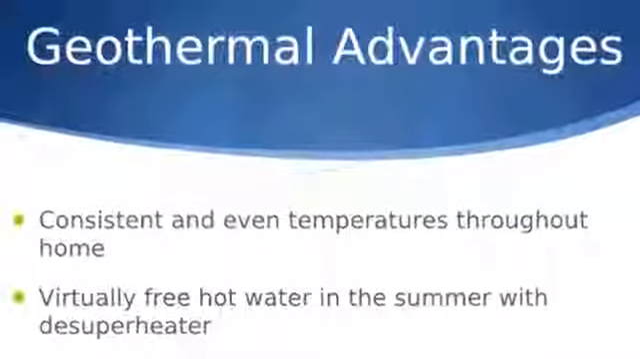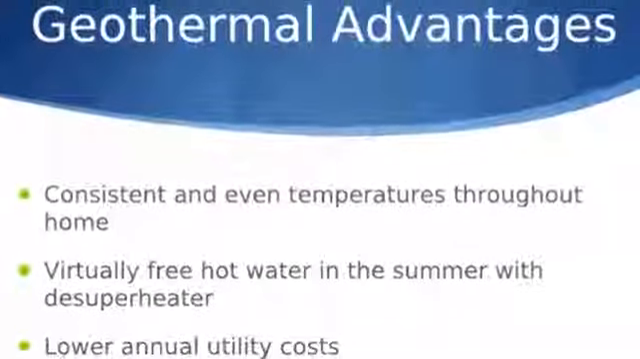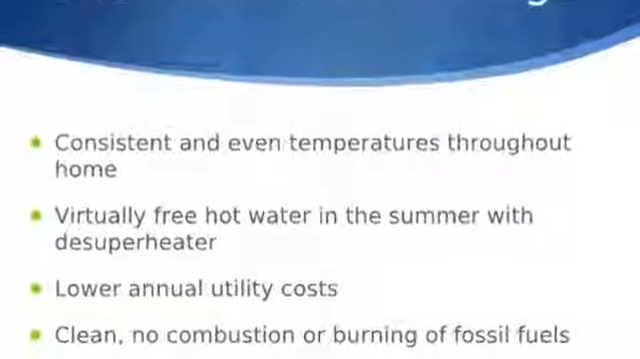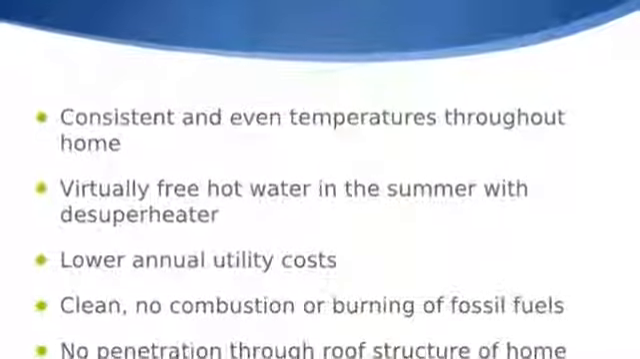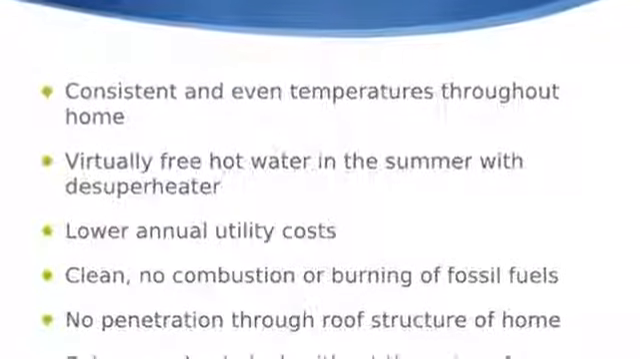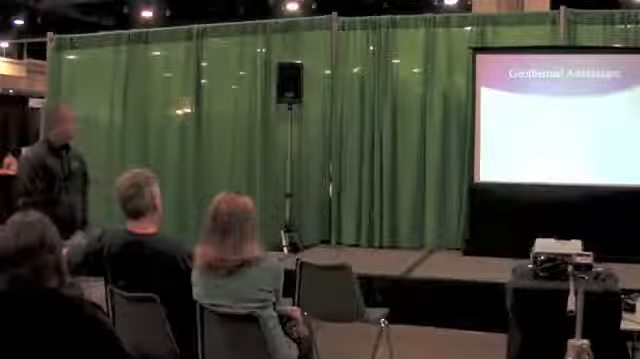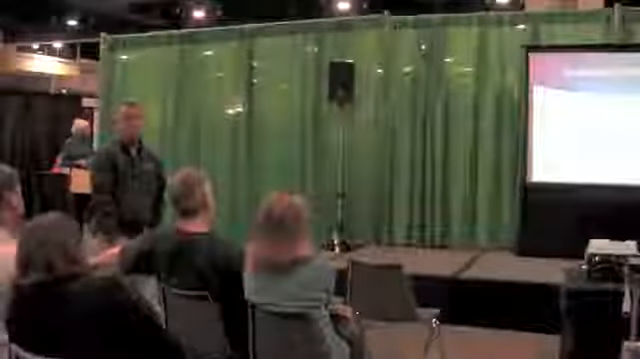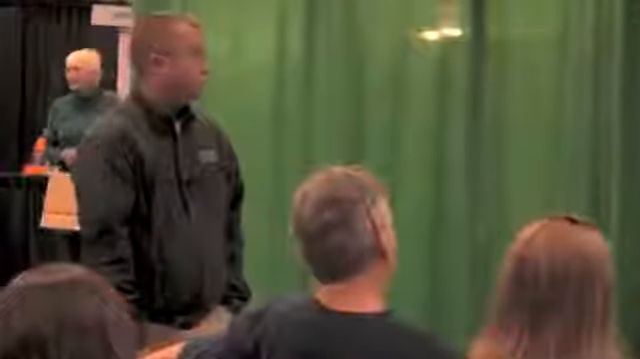Reduced hot water costs. The de-superheater is one of the most overlooked devices in a geothermal system. Tony showed you how dramatically we can cut the utility bills on just heating our water by using the de-superheater. Lower annual utility rates. Clean, no combustible fossil fuel. We're no longer required to burn fossil fuel to heat our homes.